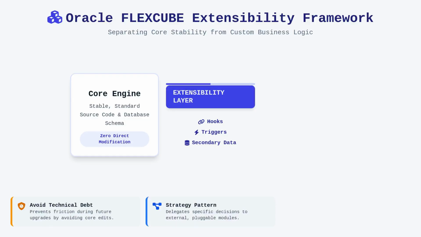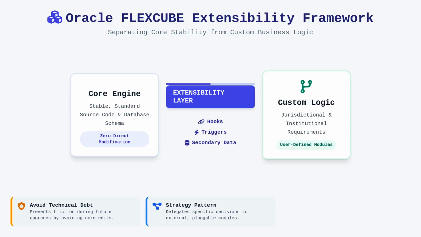Think of it as a strategy pattern applied at the enterprise level, where the system is designed to delegate specific decisions or data operations to user-defined modules. By maintaining this clean boundary, you ensure that the core banking engine remains stable while your specific jurisdictional or institutional requirements are met with precision.